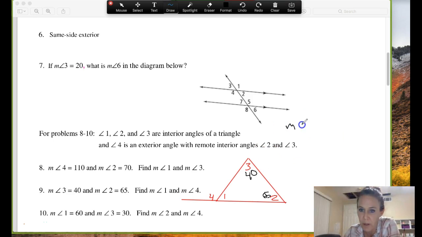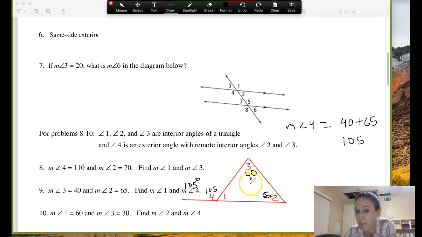So we're going to go measure of angle 4 will equal measure of angle 2 plus measure of angle 3. So that will be 40 plus 65. Well, 60 plus 40 is 100, plus 5 more will be 105. Measure of angle 4 is 105. I'll put that right here, 105 degrees. Now, these two add up to be 180, and also these add up to be 180. So either way you want to do it. 105 plus 1 has to be 180.